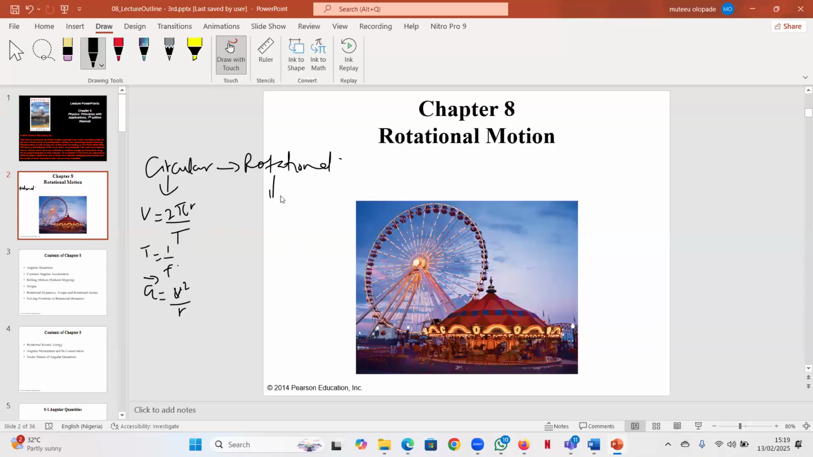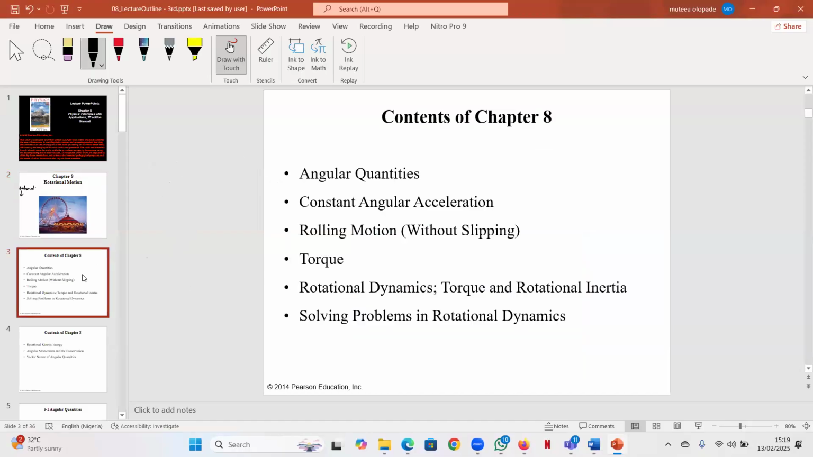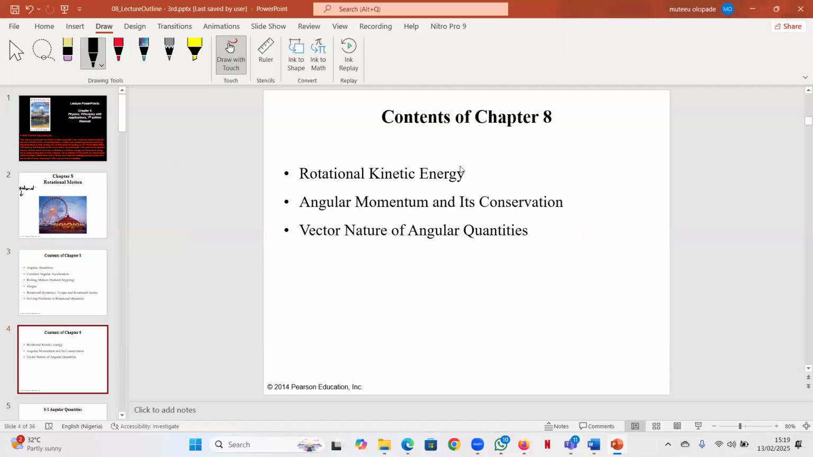So from here we move on to rotational motion. Under rotational motion, we will discuss angular quantities, constant angular acceleration, rolling motion, torque, rotational dynamics, rotational inertia, and then we'll solve some problems. We'll also discuss rotational kinetic energy, angular momentum and its conservation, and the vector notation of angular quantities.